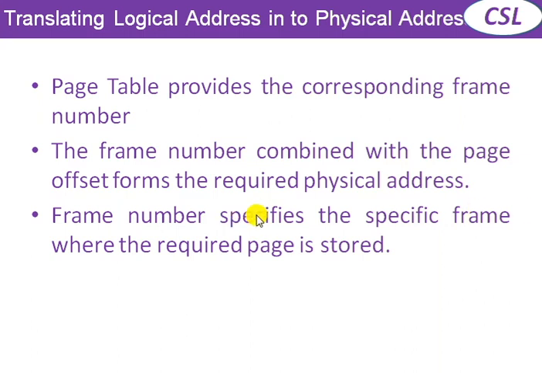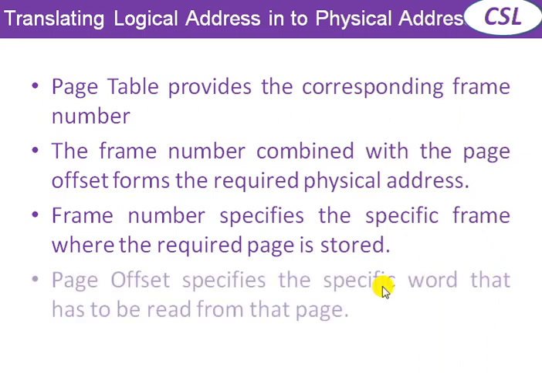So here the frame number specifies the specific frame where the required page is stored, and the page offset specifies the specific word that has to be read from that page. So the CPU generates one logical address that consists of the page number and the offset, and there is a page table available. On the page table, we have the mapping between the page number and the corresponding frame number. By using it, we can get the frame number of the given page number. Then we can add that frame number to the offset given by the CPU, so we can get the exact location of the particular page in the main memory.